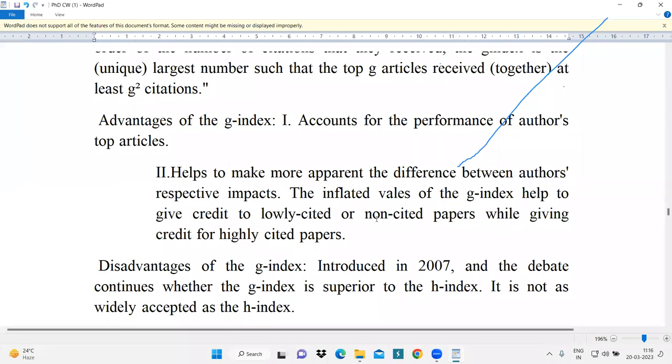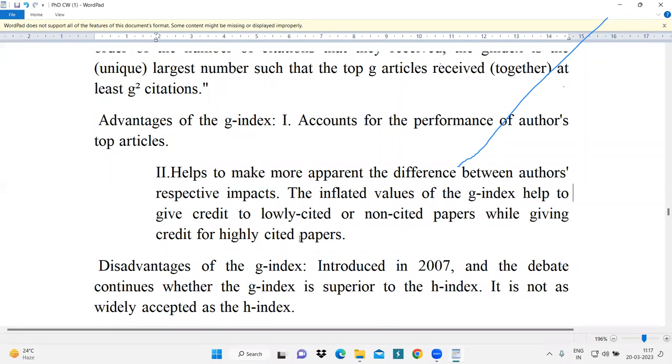So how is the G index an improvement, with much more advantage over the H index? Does it account for the performance of the author's top articles? Suppose some author is there; they are extracting the top articles. The G index provides the top articles of any author. They help make more apparent the difference between authors' respective impact, and the inflated values of the G index help to give credit to lowly cited or non-cited papers while giving credit for highly cited papers.